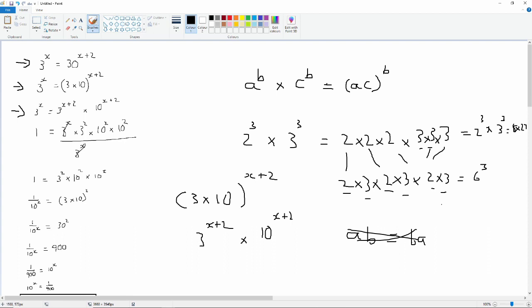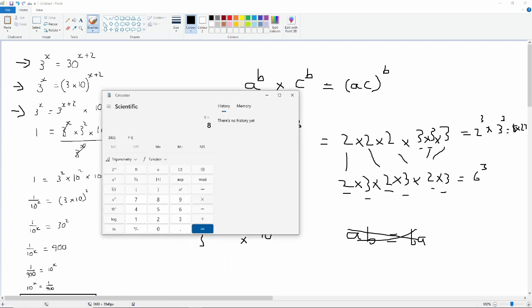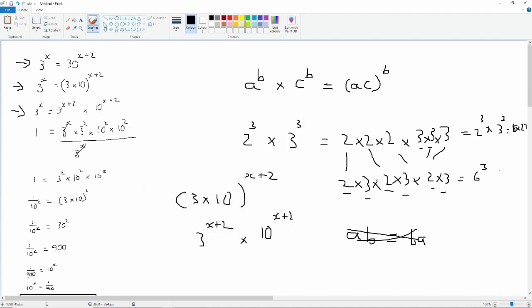And 6 cubed is the same as 8 times 27. Let's check with the calculator. So 8 times 27 is 216, and 6 cubed is 216. Okay, I hope that's explained this line. So that brings us to the next line.